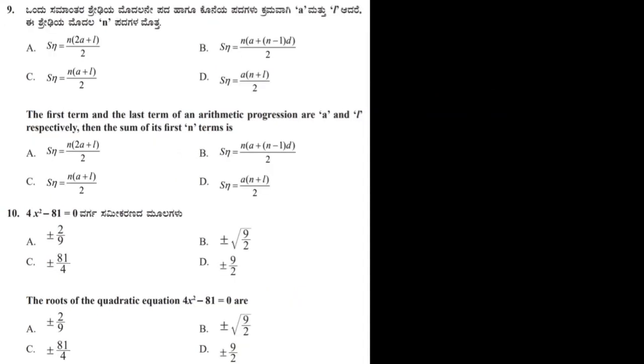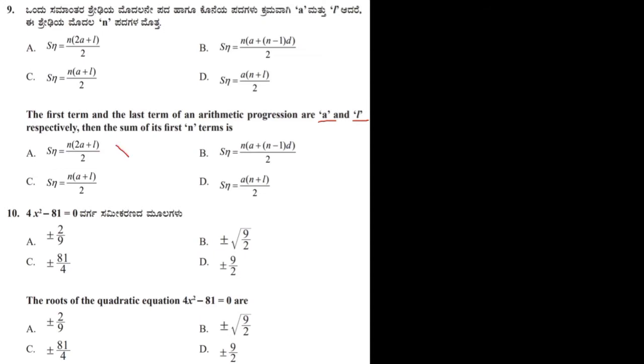Next one. The first term and the last term of an AP are a and l respectively, then the sum of its first n terms is. Here also they ask the formula, so be thorough with that. Here you can observe, the first one we have Sn is equal to n into (2a plus l) by 2, but this is not a formula.